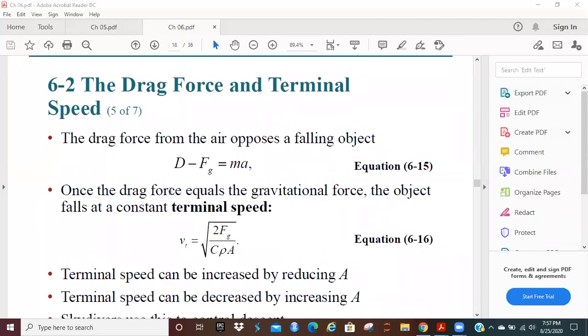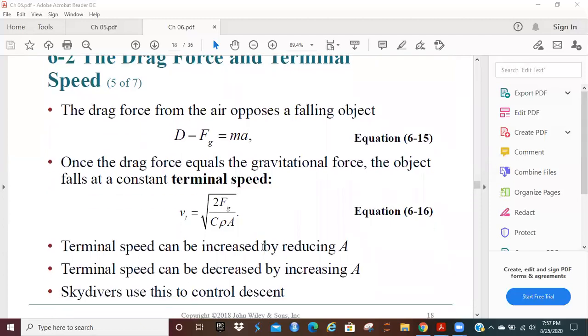So the drag force from the air opposes a falling object. In other words, if I take the drag force, which is pushing up, and I subtract the gravitational force, I should come up with mass times acceleration. That's the net force in Newton's second law. So once the drag force equals the gravitational force, the object falls at a constant terminal speed. And that speed is determined with this particular formula.